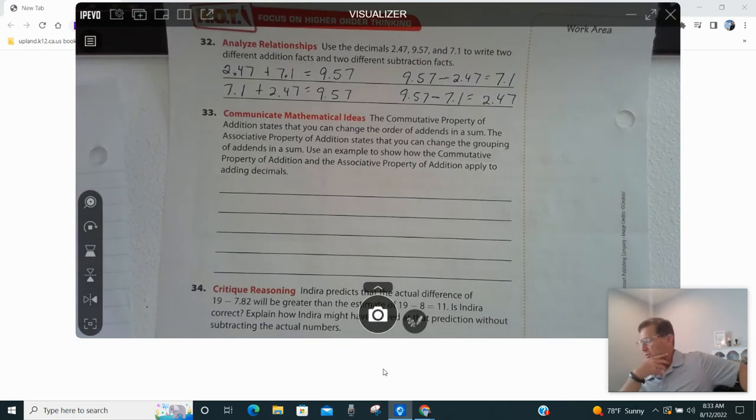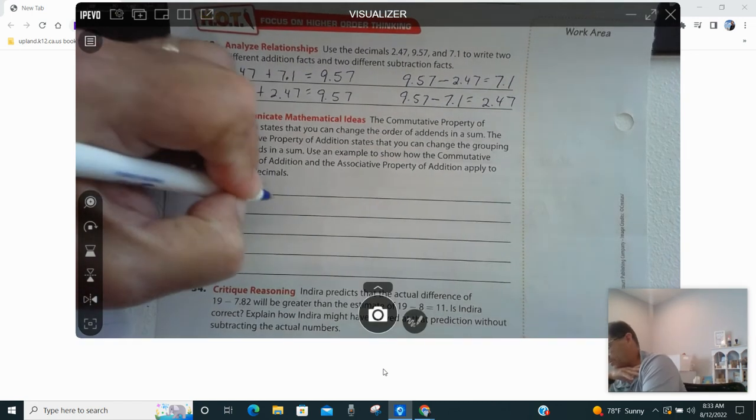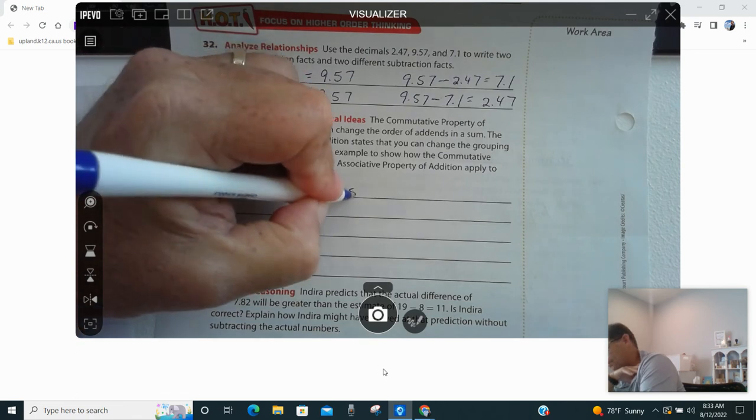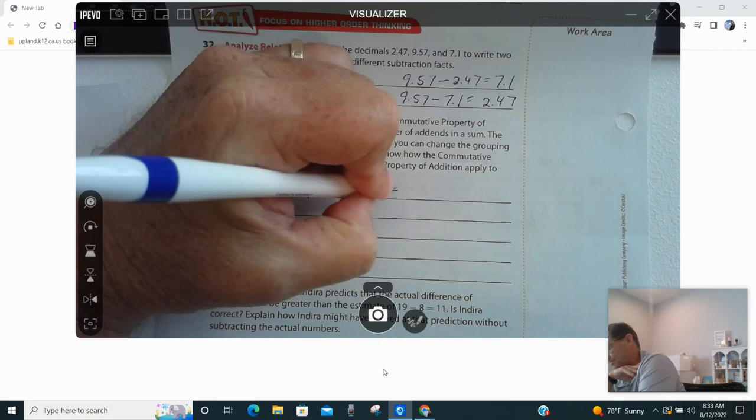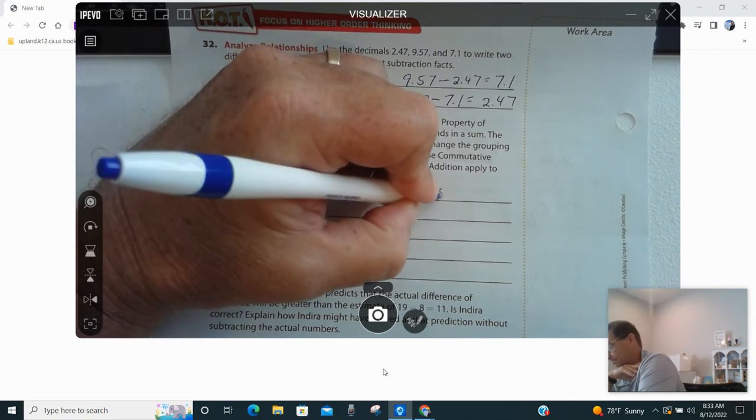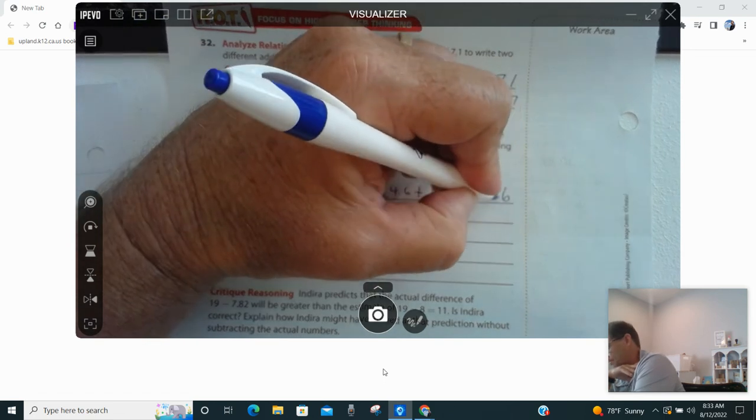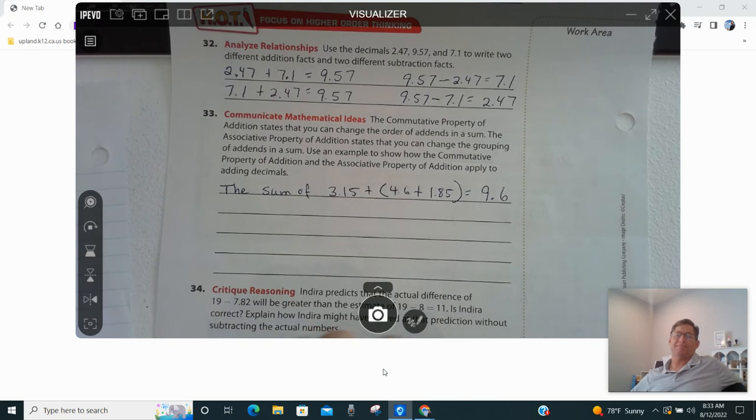Okay. The commutative property of addition states that you can change the order of addends in a sum. We know that. The associative property of addition states that you can change the grouping. All right, so use an example to show the commutative property of addition and the associative property of addition apply to adding decimals. All right, let's say we have this problem.